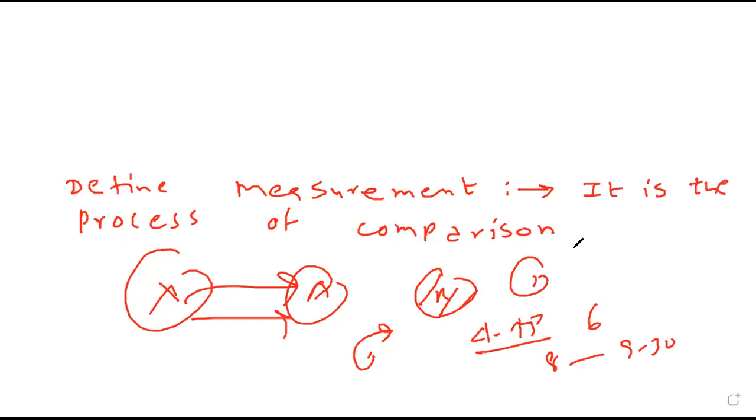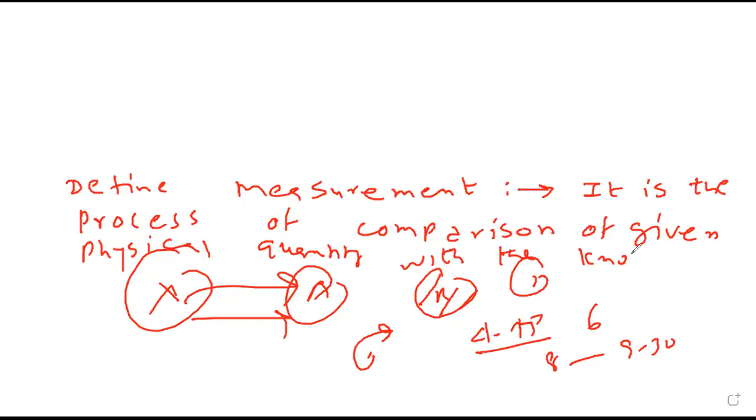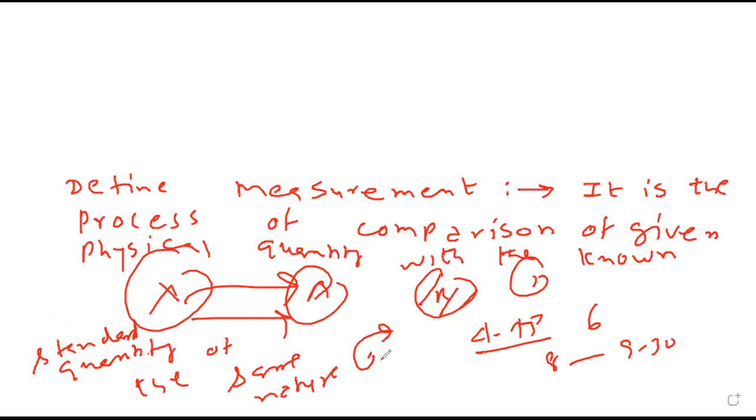Define measurement. It is the process of comparison of a given physical quantity with the known standard quantity of the same nature. Very important, a standard quantity of the same nature. With a known standard quantity of the same nature, the word is very important. So it is the process of comparison of a given physical quantity with the known standard quantity of the same nature.